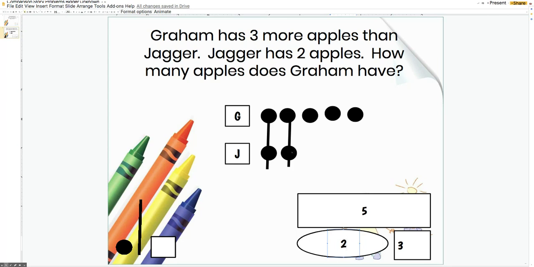So in order to find out how many Graham had, we knew that he had to have at least the same amount, right? Because he said he had more or extra apples. So we made the same amount. Then we put the 3 extra apples on. So we know that Graham had 5 apples, and we figured that out by taking Jagger's 2 apples and adding the 3 extra apples that Graham had together to find Graham's 5 apples. Okay, boys and girls, you give it a shot on the next slide.